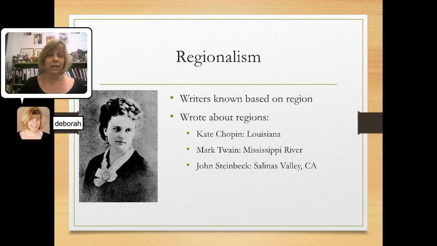Now, one characteristic of realism in America in particular is this idea of regionalism, where the author was capturing the traits of their particular area. So the writers became known even based on their region. Kate Chopin was known for writing about Louisiana, Mark Twain, life on the Mississippi River, and John Steinbeck, who we're going to start with, from California, particularly the Salinas Valley. These authors became very connected with the area of the country that they were from, and with capturing what life was like, what people sounded like, the dialect, the customs and the traditions of that particular region of America.